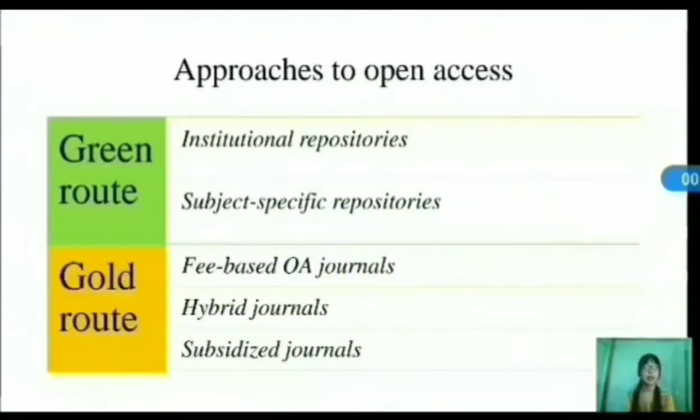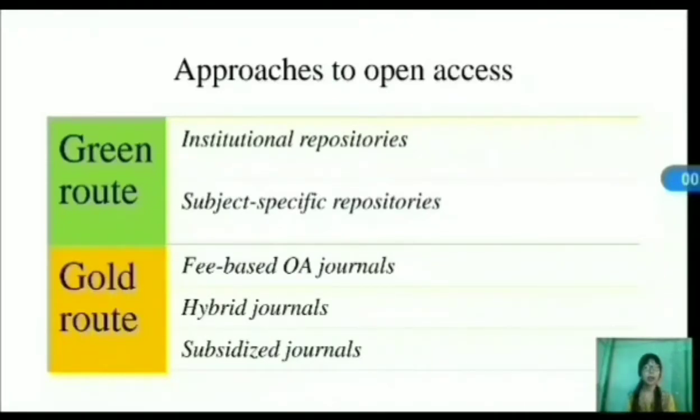Approaches to open access, or the routes through which one can publish in open access. There are mainly two routes, the green route and the gold route. The green route is usually defined as self-archiving of an article in a repository or on a personal website. Some of the repositories for self-archiving are institutional repositories and subject-specific repositories.